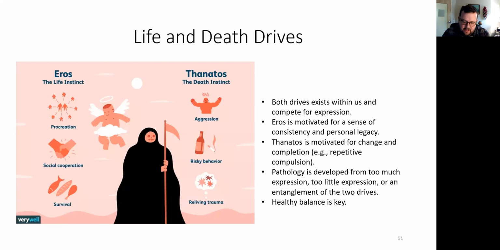So, from this model, this is where psychopathology develops. It comes from either too much expression of one or both of these drives, too little expression from both these drives, or an entanglement of the two drives.